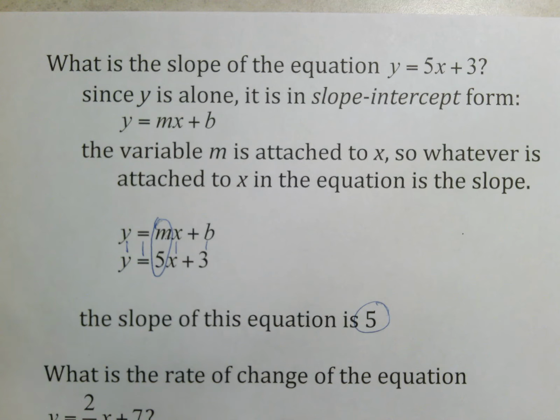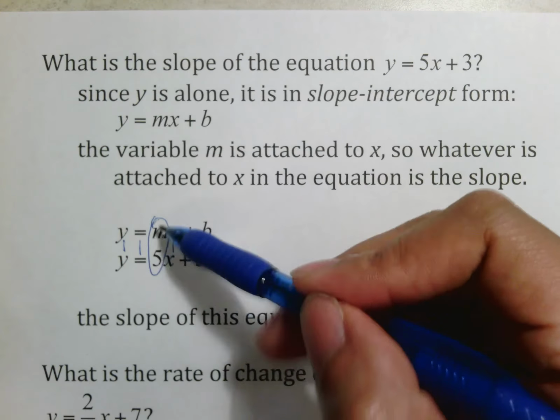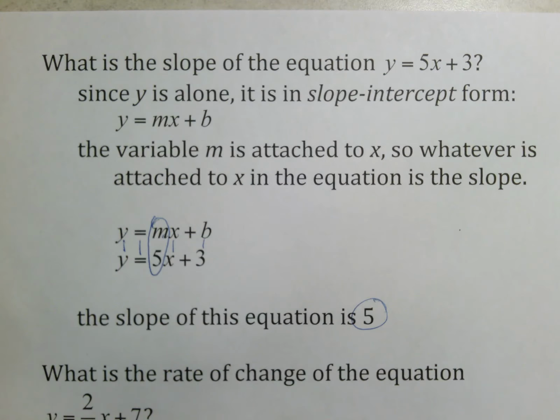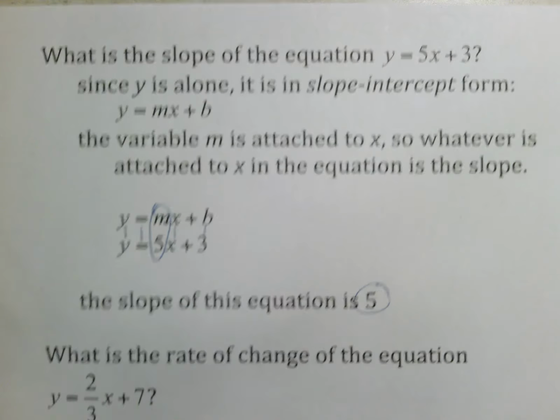It's that easy. If I'm asked what the slope is, and I know that slope represents m, or that slope is attached to x, I simply have to say what is attached to x, and simply use that number. That is the slope or the rate of change or the common difference, whatever you would call that at the time. That's how easy it is.